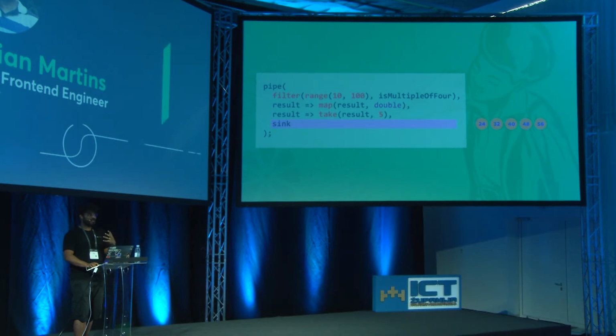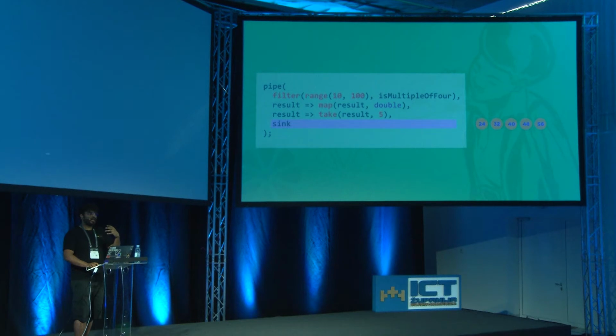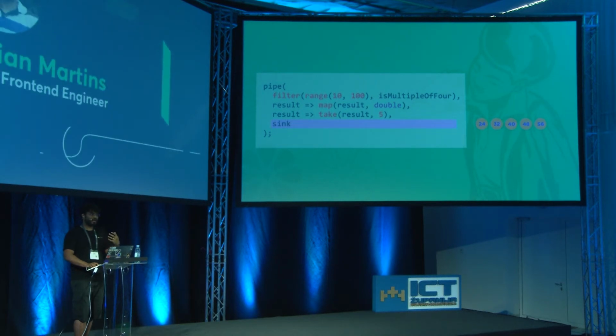So the difference here, since the iterables are lazily evaluated, is that I will not run into this problem that I have in an array, where I need to process everything and then just filter to 22 and then keep it processing. In here, I will only process 5 elements.